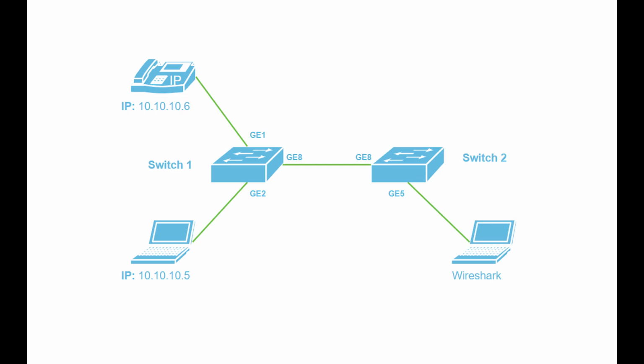Here's a look at the topology. Switch 1 is the source switch. It has an IP phone connected to one port and a PC connected to another. Switch 2 is the destination switch. It has a connected laptop running Wireshark. In this simple setup, there are no intermediate switches.